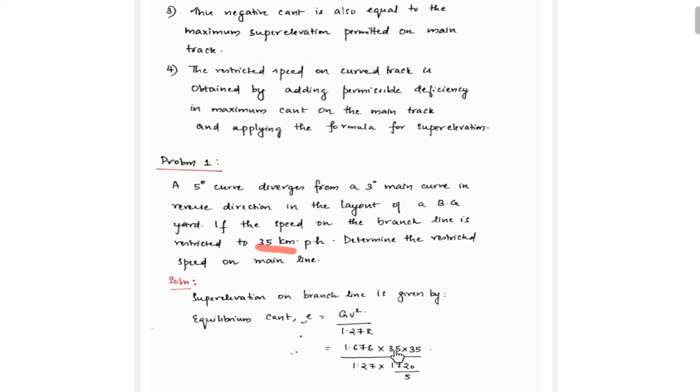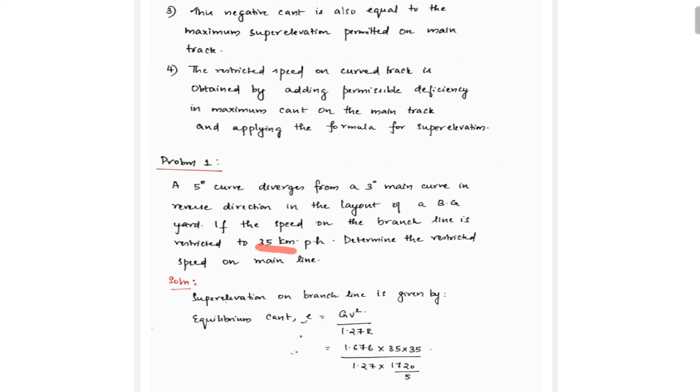So 35 square means 35 into 35 divided by 1.27 R. Since you are calculating the super elevation for the branch line, you will be finding out the radius R, that is the radius of curve. The equation is 1720 divided by the degree of curve. Here the degree of curve for the branch line is 5. So 1720 divided by 5. When you are applying this, you can find out the cant for the branch line.